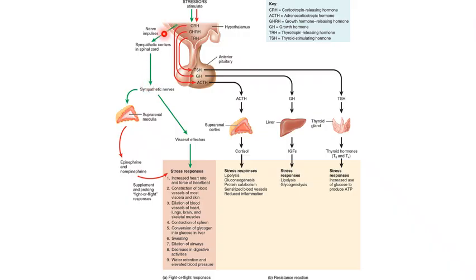So your nerve impulses, your sympathetic system, your sympathetic nerves, and visceral effects associated with epinephrine and norepinephrine release give you all that: increased heart rate, dilation of airways, sweating, contraction of muscles, everything that we've discussed in the fight or flight.